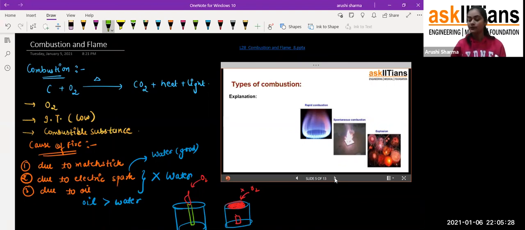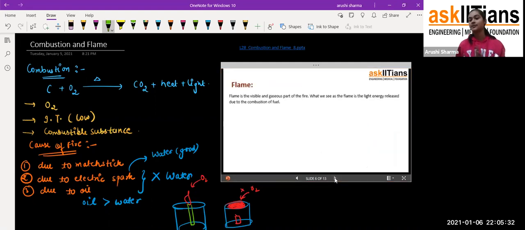Now, moving towards our topic. So we are done with the combustion part. Till now we have discussed what combustion is, what can be the cause of fire, and how you can control the fire. Okay, and then we have also covered the types of combustion.